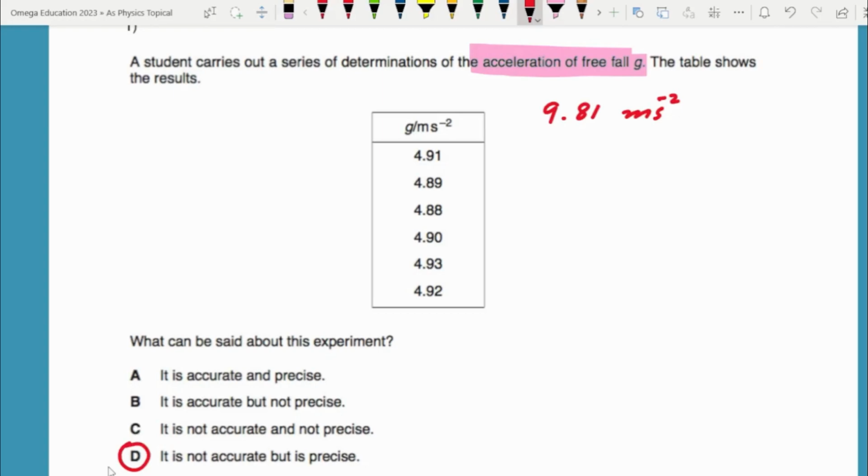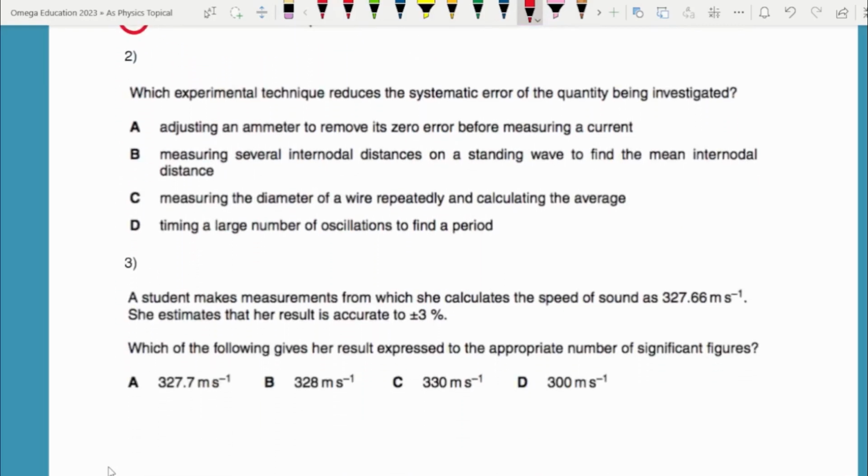Okay, let's move on to the next one. Which experiment technique reduces the systematic error of the quantity being investigated? Okay, so the first one reads, adjusting an ammeter to remove its zero error before measuring a current.